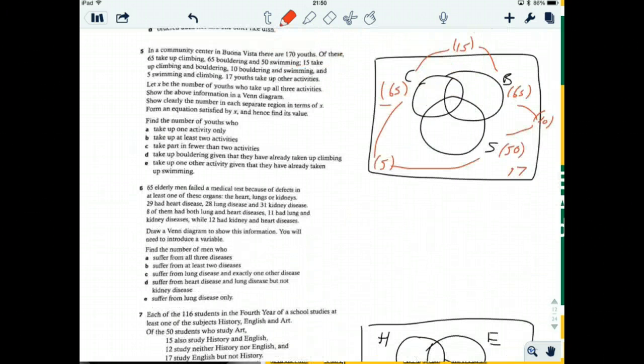So in a community center, there are 170 youths. Of these, 65 take up rock climbing, 65 bouldering, and 50 swimming. 15 take up climbing and bouldering, 10 bouldering and swimming, and 5 swimming and climbing. Now, I couldn't write any of these inside the Venn diagram because we don't know how many of each quantity are going to be inside different parts of the circle.